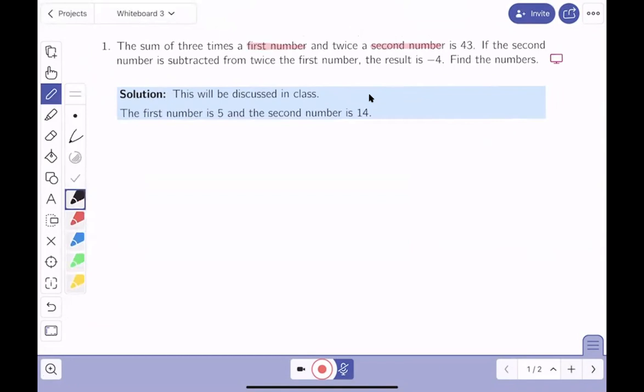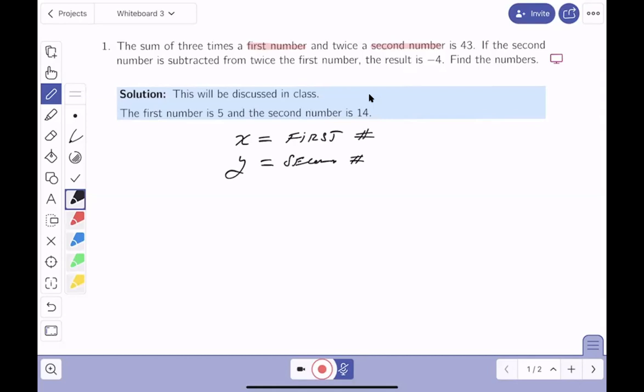Well, I want to identify they did call this the first number and twice the second number. So what I'm going to do is identify those two things, which are numbers at this point. I'm going to say X is a number, but what number it is, I'm going to say it's the first number. And I'm going to say Y is the second number.